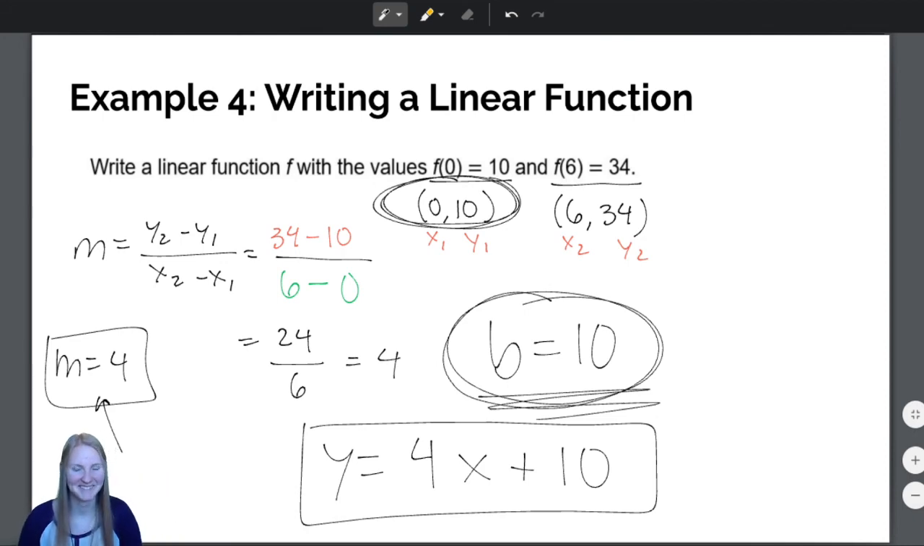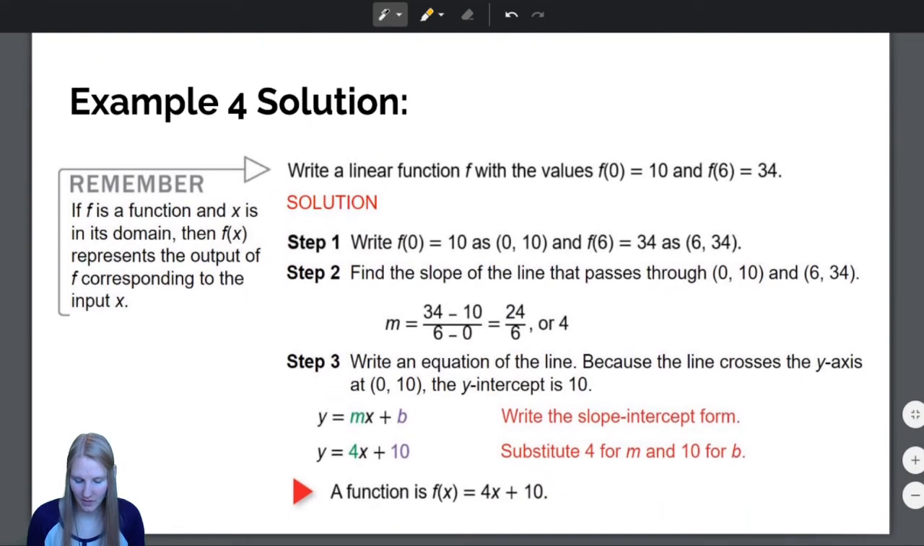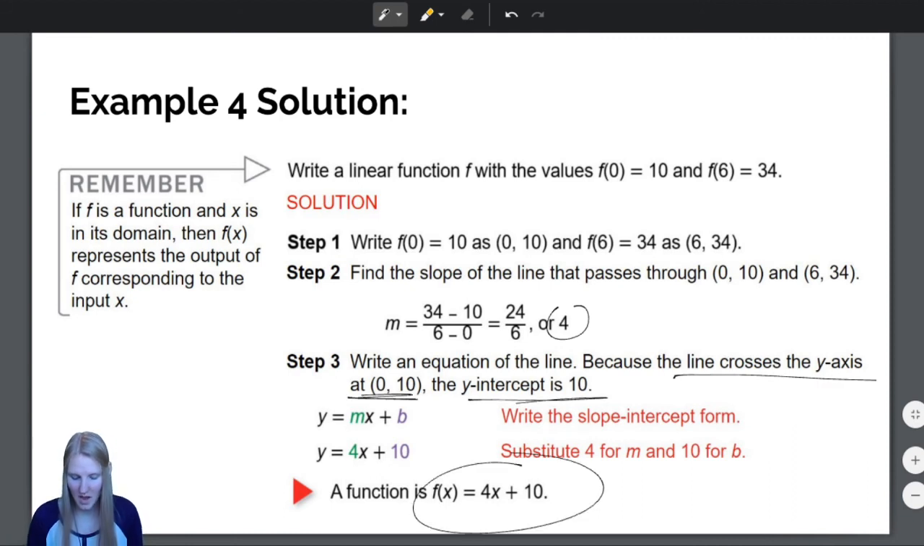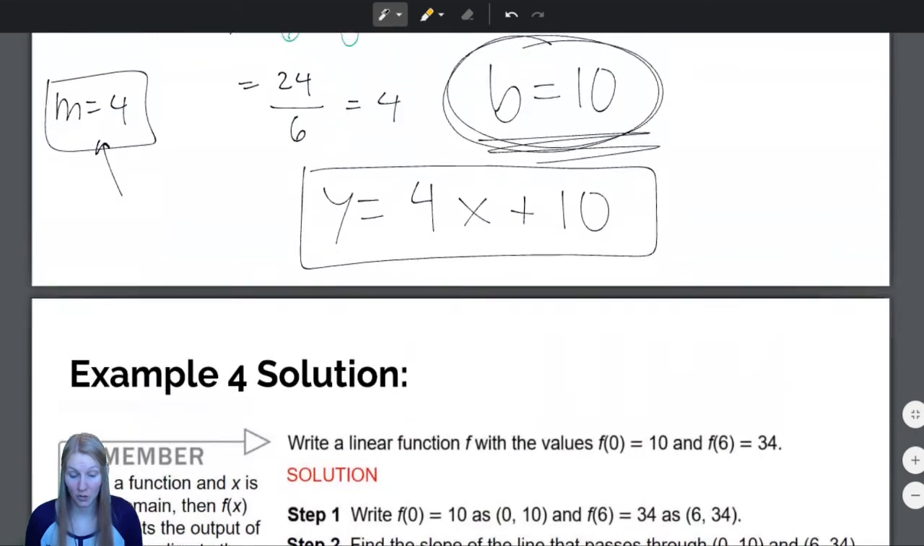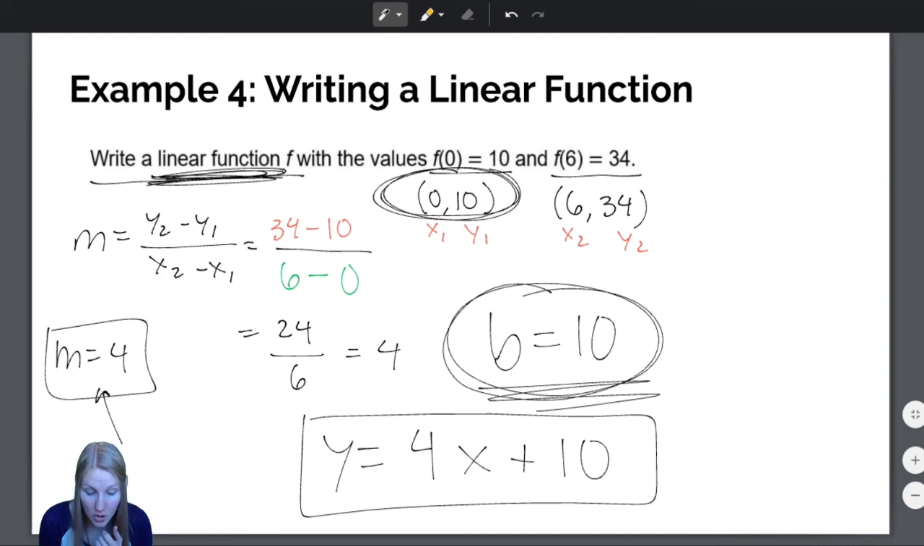And we're done. Let's make sure that we were correct, though. Find the slope, 24 over 6, or 4. Because the line crosses the y-axis, y-intercept is 10, so f of x equals 4x plus 10. Ooh, we didn't put f of x, we wrote y equals. But it told us to write a linear function. Ooh, okay, so we made a mistake.